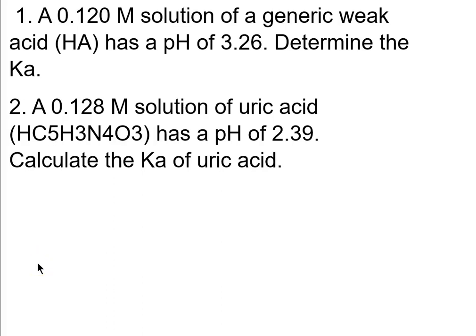Okay, both of these, maybe they were not easy yet, but after we review how to do them, hopefully these are a piece of cake. All right, so a 0.12 molar solution of a generic weak acid has a pH of 3.26. Determine the Ka. You maybe will remember that Ka, the generalized statement for a weak acid, is equal to x squared over initial.